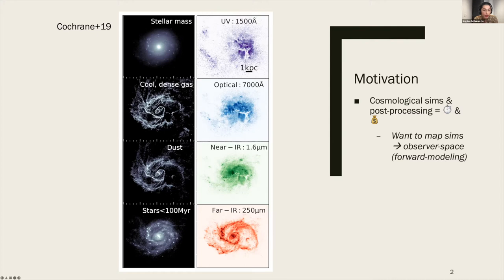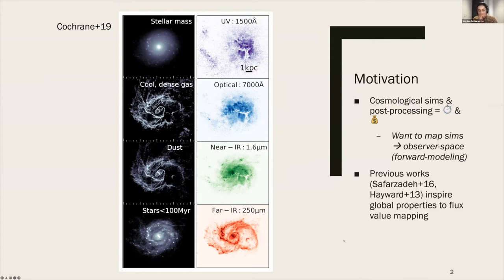Here are some global properties that are available within simulations. And then on the right are mock observations, which are made by getting the flux at different wavelengths from radiative transfer code. This is what an observer would see through an aperture of a telescope, which makes it possible to directly compare this simulation information to observational data. And that's why it's important to facilitate forward modeling by making it easier to obtain observables.